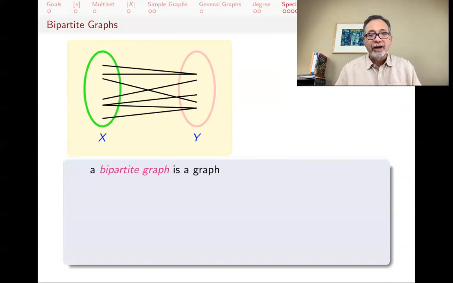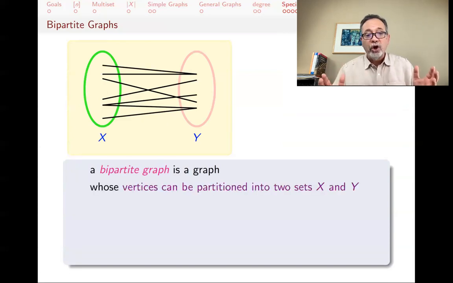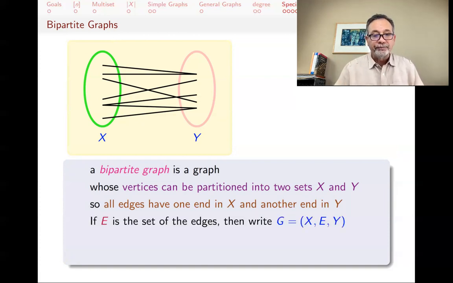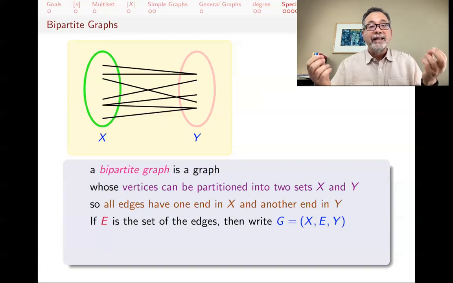A bipartite graph is a graph where, no matter how it's drawn, you can partition the vertices into 2 sets, X and Y, and all the edges have one end in X and one end in Y. So they go from X to Y, and there's no edges in X and no edges in Y. If E is the set of edges of a bipartite graph, often we write it as G equals X, E, Y. E is the edges, that's in the middle. X are the vertices on one side, and Y is the vertices on the other. Now, the graph might not be drawn that way, but X and Y are the 2 parts, and all the edges E go from X to Y.